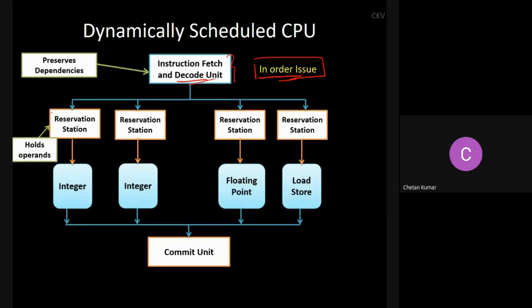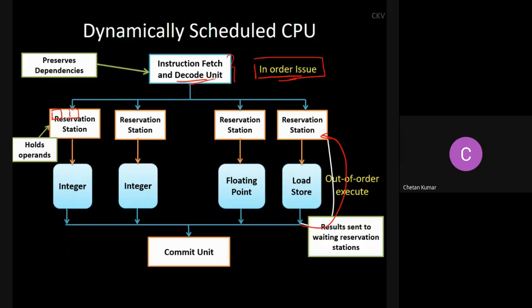And then you have reservation stations, which will hold the operands. This will help you in basically avoiding the WAR type of hazards, write after read hazards. And then you can execute out of order depending on the availability of functional units at that time. You can also involve forwarding. You can forward the value from the output of the functional unit to the reservation station, so results are sent to waiting reservation stations, or you can also send it to the register file for updating.